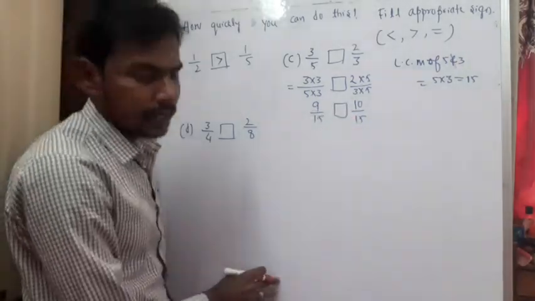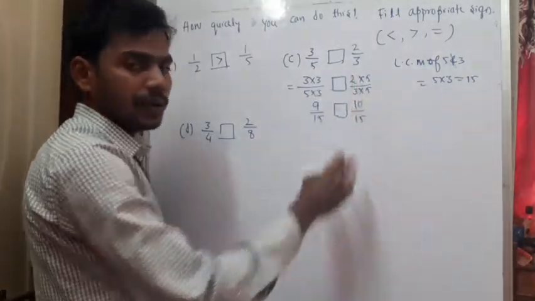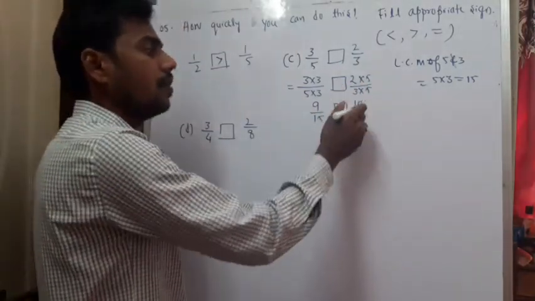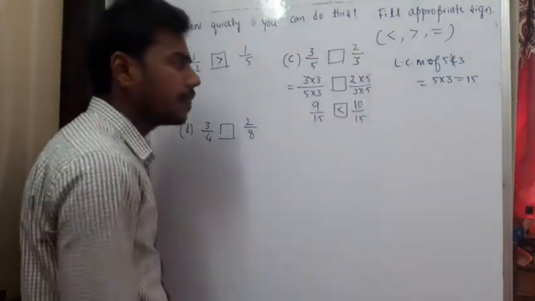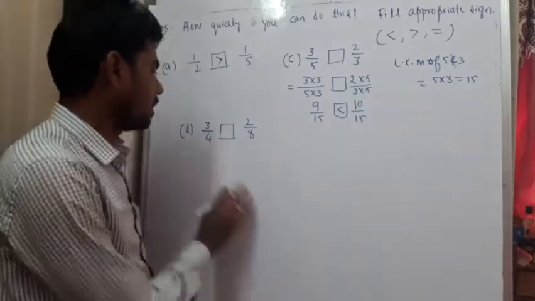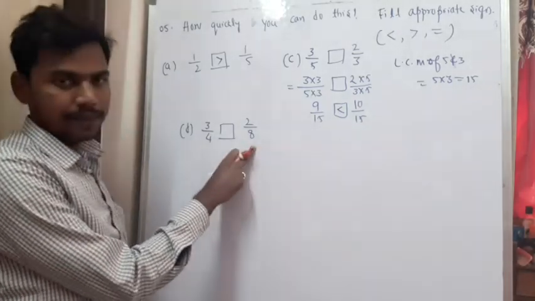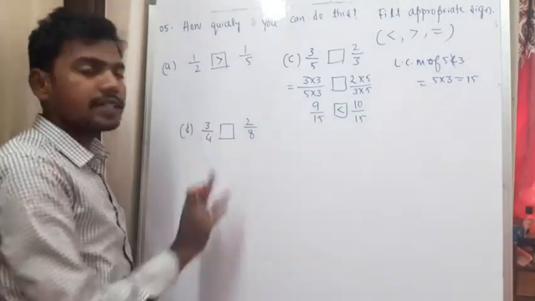10 by 15 is greater because the denominator is same. We need to compare the numerators, and the greater number will be the greatest value. So 9 by 15 is less than 10 by 15. So here in this case also, 4 and 8. Since 4 is a factor of 8, 8 is the LCM.